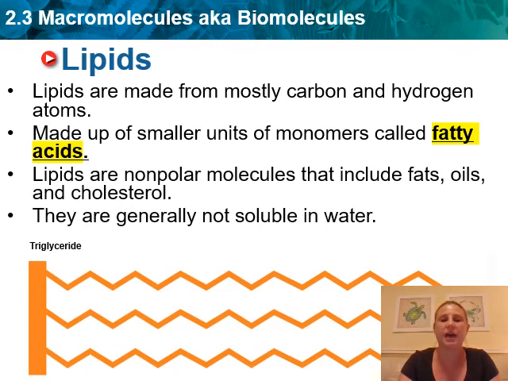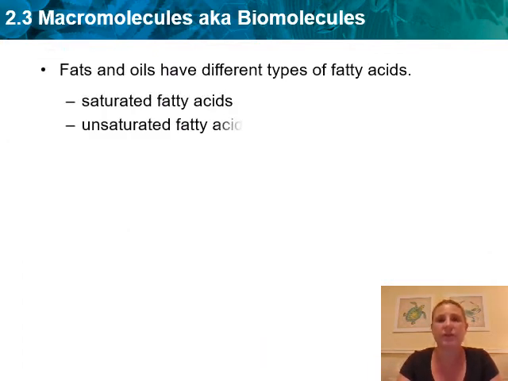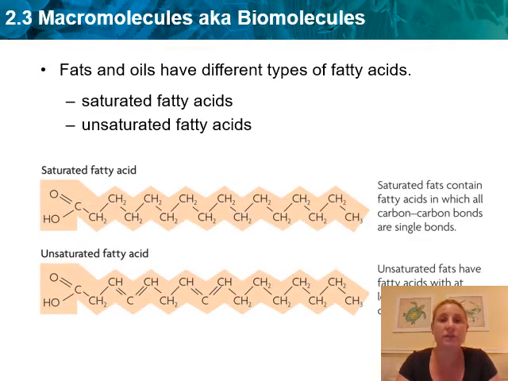And in general, they're not soluble in water, which means they don't mix. You know that. Oil and water don't mix, okay? Fats don't mix with water. Now, fats and oils have different fatty acids. We have some things that are called saturated fatty acids and some things that are called unsaturated fatty acids. Now, saturated just means they have single carbon bonds, okay? You don't really need to know that. Unsaturated have double bonds, but just know that fats and oils have different fatty acids. Okay, we have saturated and unsaturated.